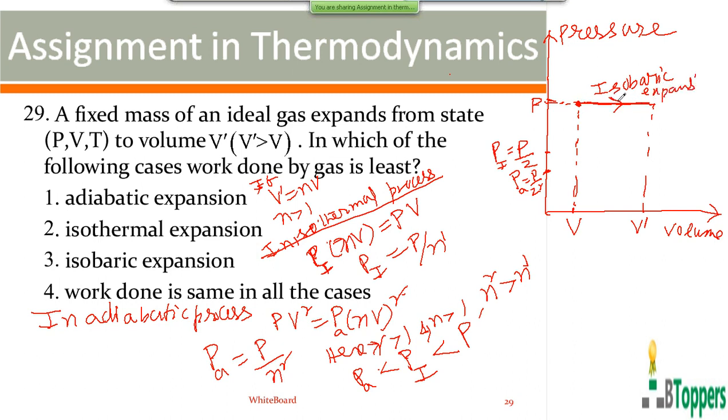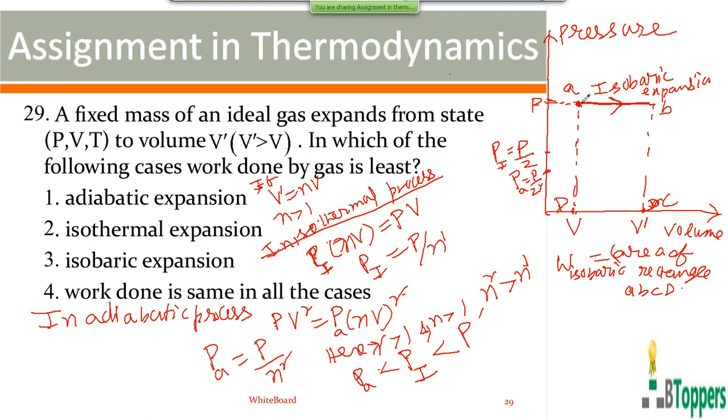So the area below this horizontal line and the x-axis between the values V and V dash gives you the work done by the gas in the isobaric expansion. Let us call this point A, suppose this point is B, this point is C, this is D. So work done by the gas in isobaric expansion equals the area of the rectangle A, B, C, D.